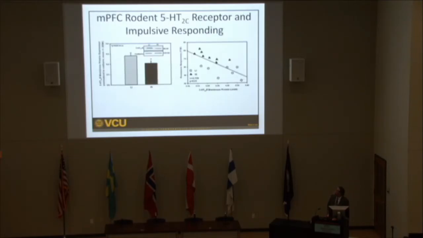And what we've seen is that the high impulsive rats on that one choice reaction time task had lower medial prefrontal cortex serotonin 2C receptor levels compared to the low impulsive rats, and that there was an inverse correlation between the medial prefrontal serotonin 2C receptor levels and premature responding on the one choice task. So suggesting that serotonin 2C receptor function was important.